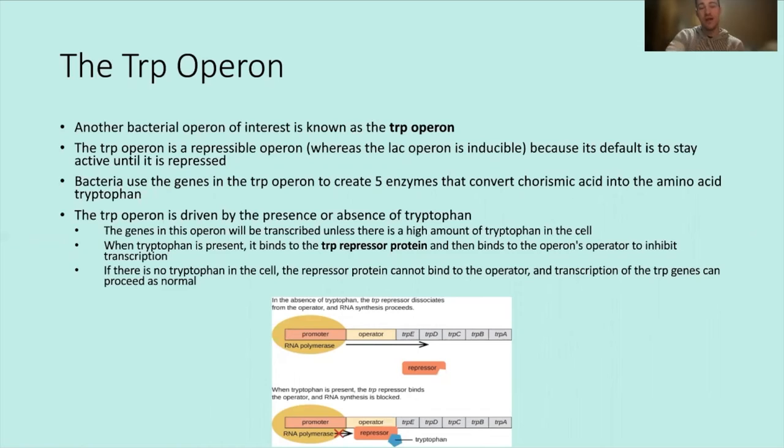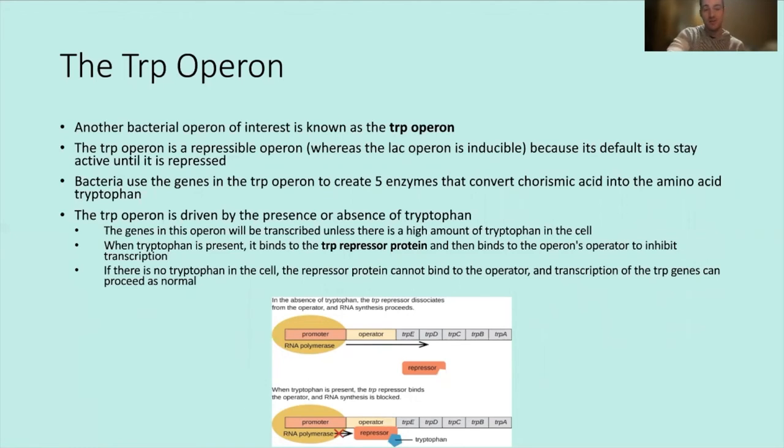So another bacterial operon of interest is known as the Trp operon, and the Trp operon is a repressible one, whereas the Lac operon was inducible because its default is to stay inactive until it's induced. So the Lac operon is off until we turn it on. The Trp operon is on until we turn it off.